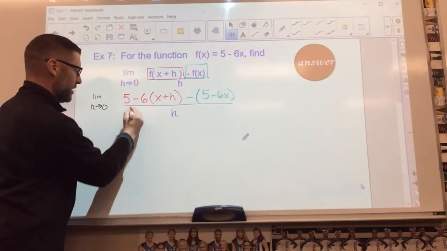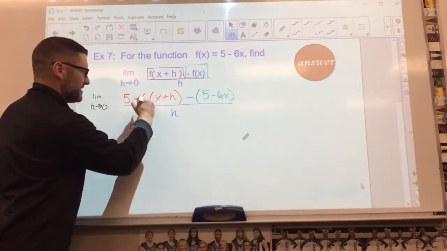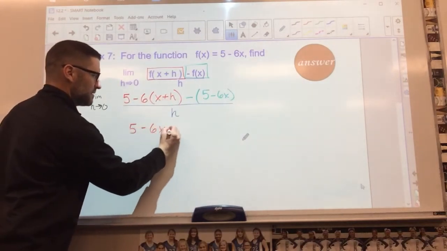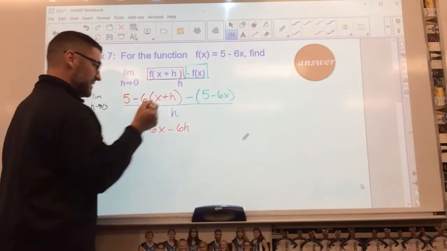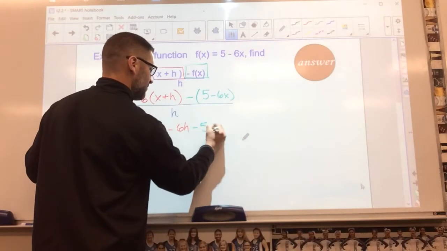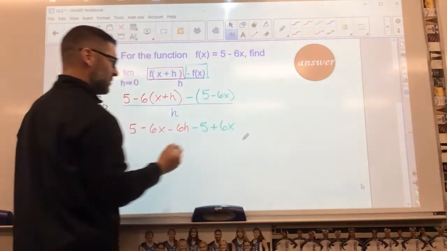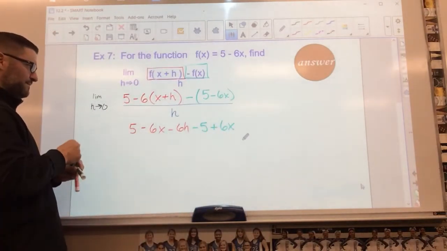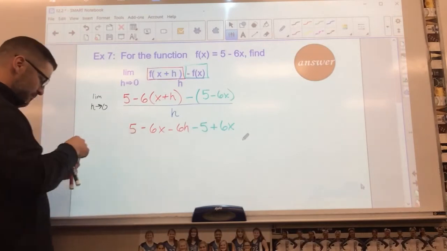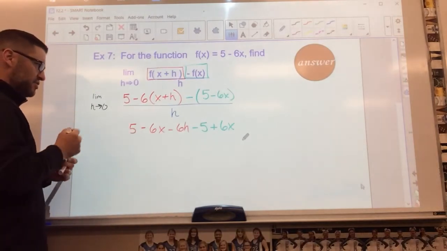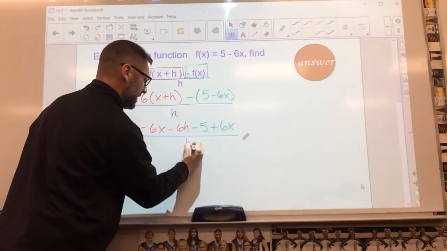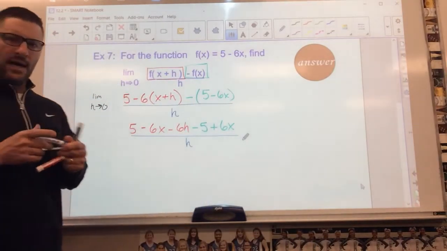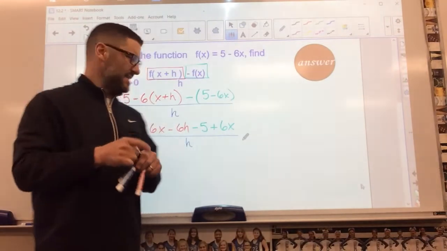So here we go. We're going to go 5 minus 6x minus 6h, and then we have minus 5 plus 6x, all over h. All I did on that problem right there was distribute the 6 through and distribute the negative through. Okay? At this point, you're going to have some nice things happen.